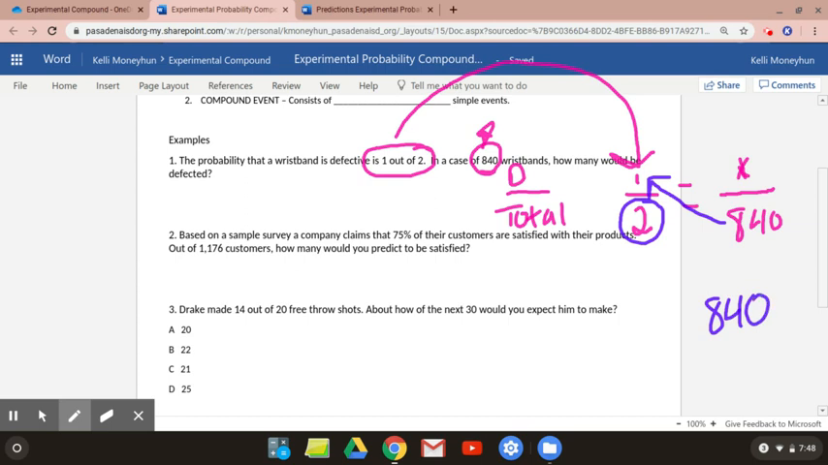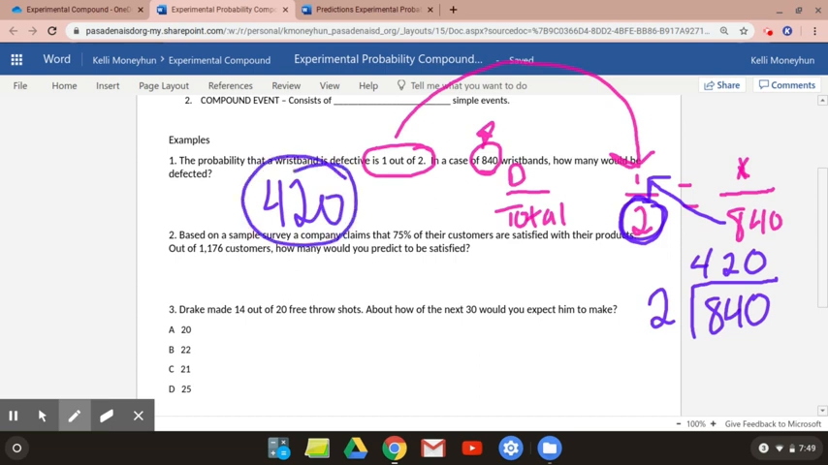Make sure that you're pausing and writing the stuff down as often as you need to. 840 divided by 2. 2 goes into 840 how many times? Some of you maybe will do this just using your big, beautiful brains, okay? But 2 goes into 8 4 times, 2 goes into 4 2 times, and 0. So the answer is 420 defective wristbands.